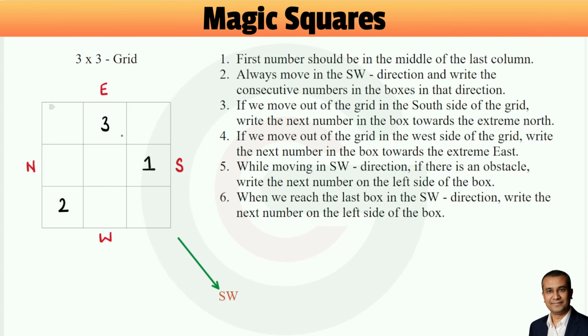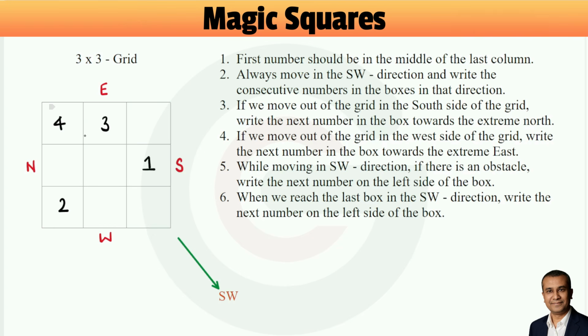Now from 3 again we have to move diagonally in the southwest direction. But here we got an obstacle. In this box already 1 is written, so we cannot write another number here. So rule number 5. While moving in the southwest direction, if there is an obstacle, we have to write the next number just beside that in the left side. So here we have to write 4.